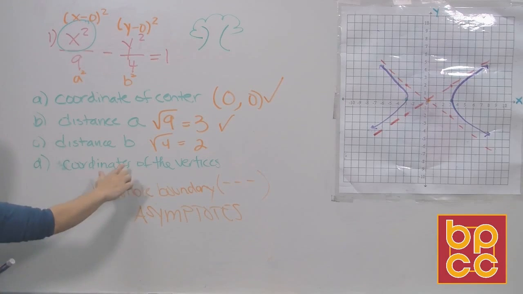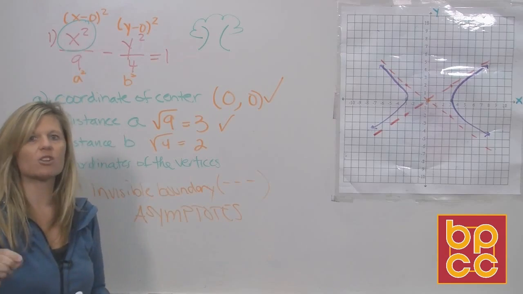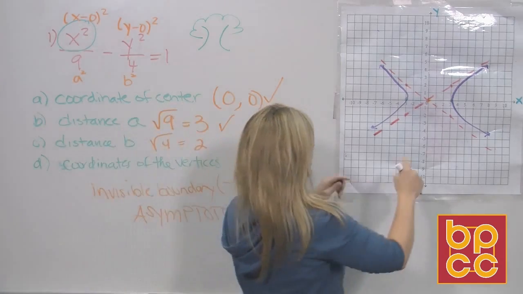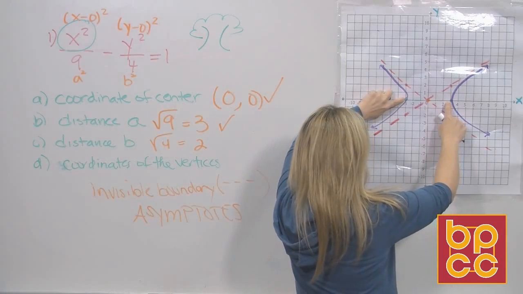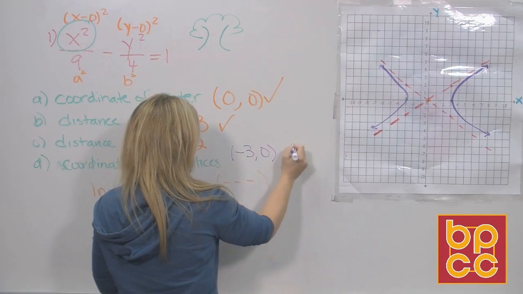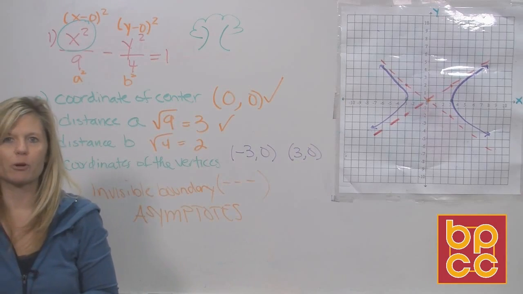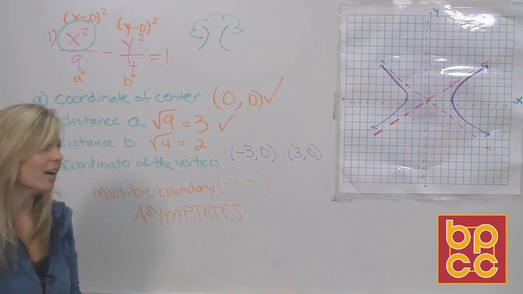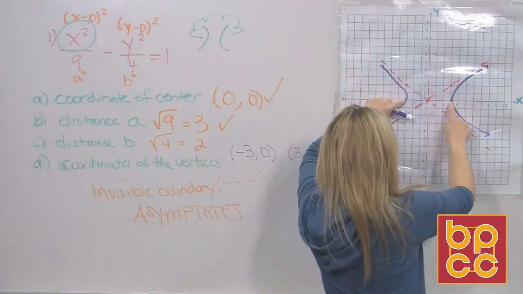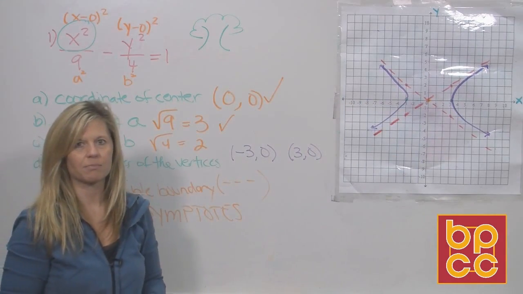So now the only question we didn't answer here is the coordinates of the vertices. The vertices are the 2 points that are on the hyperbola. These are the 2 points you plotted. So one is at -3, 0, and one is at +3, 0. What do you notice about those points? Very good. They're also sitting on the x-axis, so we could also call them the x-intercepts.